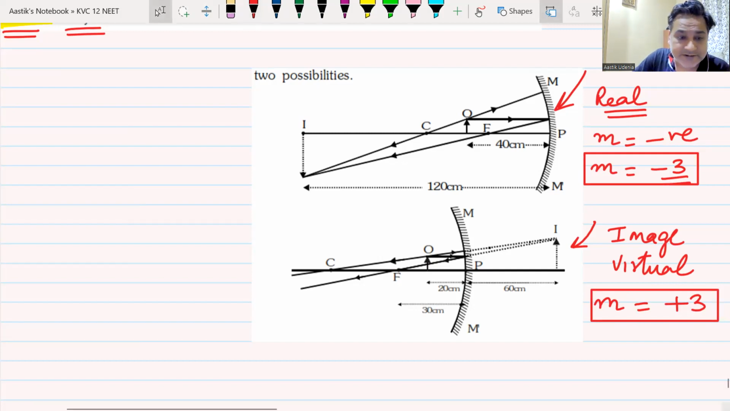Do we understand this, my dear friends? Yes, sir. That was the real question, my dear: whether the image is real or the image is virtual. That is what you have to understand, my dear friends.